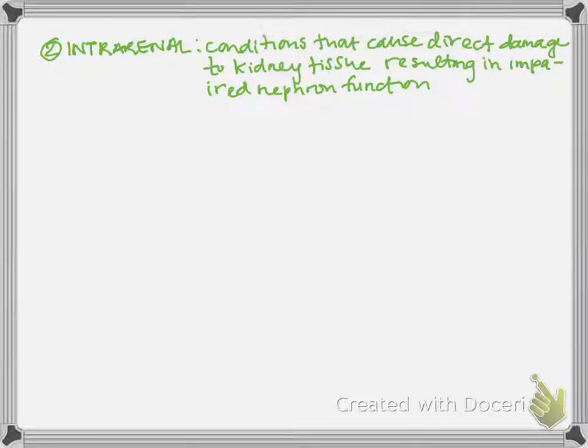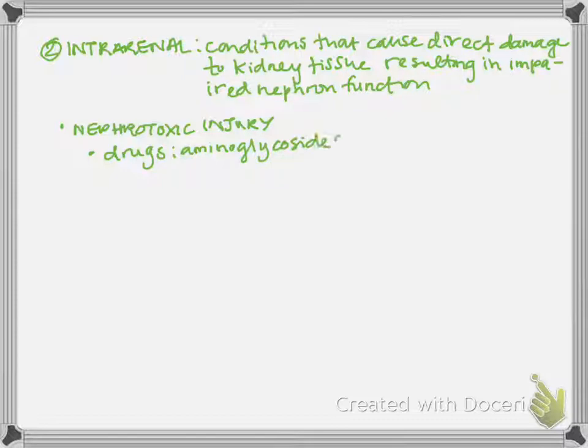So some causes of intrarenal damage, we could have nephrotoxic injury. And remember, these are on that table on page 1070. So nephrotoxic injury, this can be caused by drugs. Some drugs are nephrotoxic, like our aminoglycosides that typically end in mycin, although vancomycin is its own class, so that's not considered an aminoglycoside, but one might be gentamicin or amikacin. Those are some antibiotics that can be nephrotoxic.